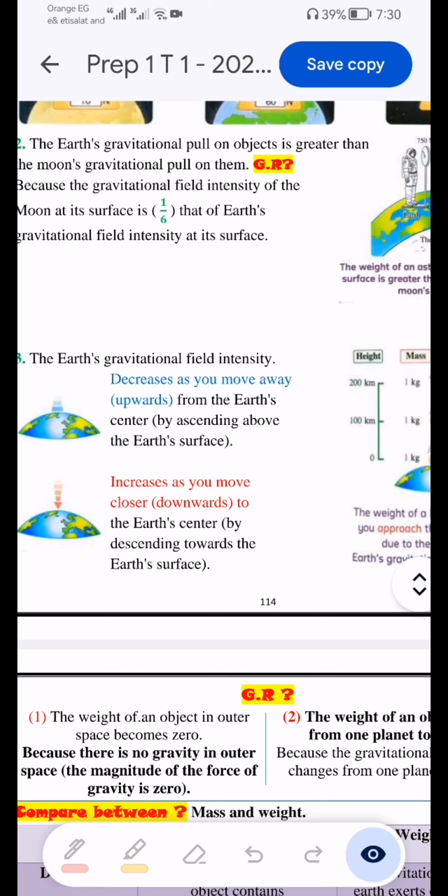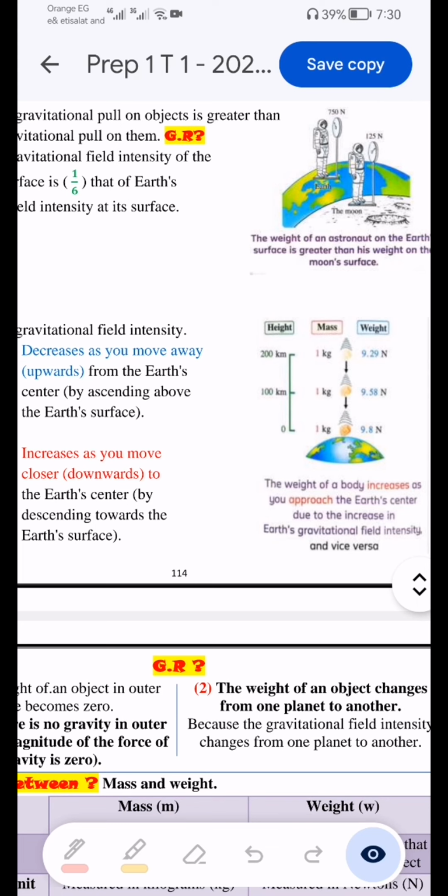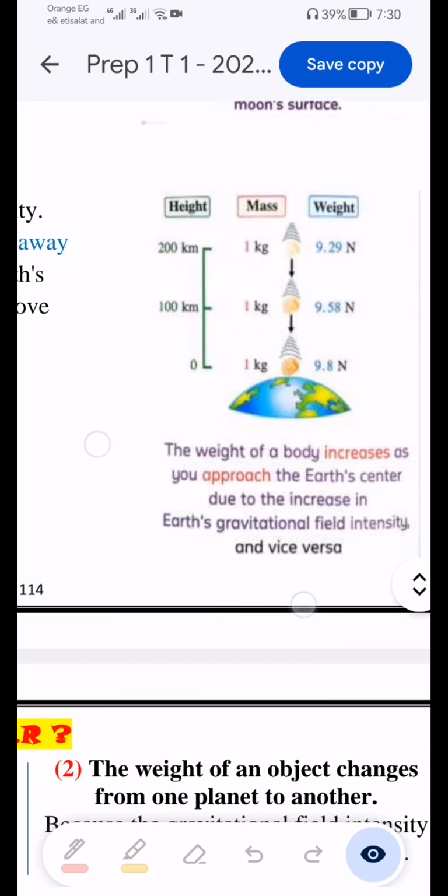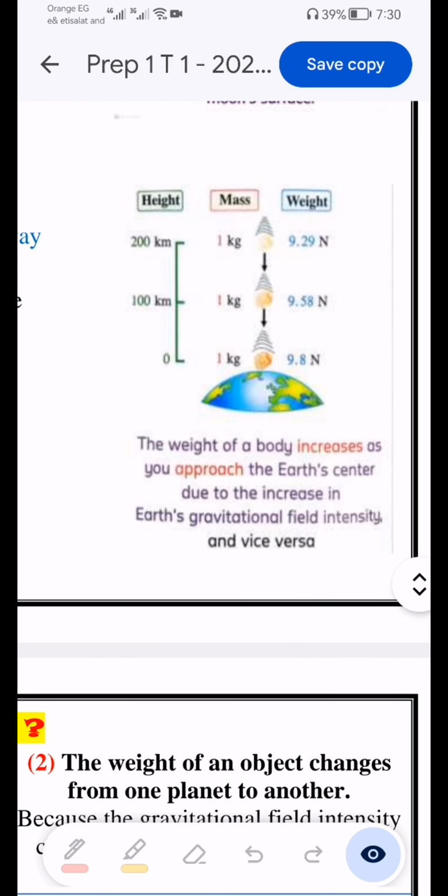And when the distance between you and the center of the earth decreases, that means gravity will increase and the weight will increase also, because it depends on gravitational field intensity. Look at this. The weight of any body increases as you approach the earth's center. Give reason. Due to the increase in earth's gravitational field intensity.